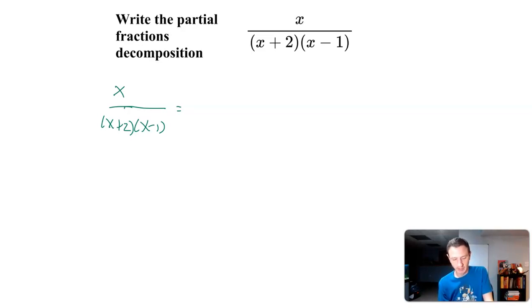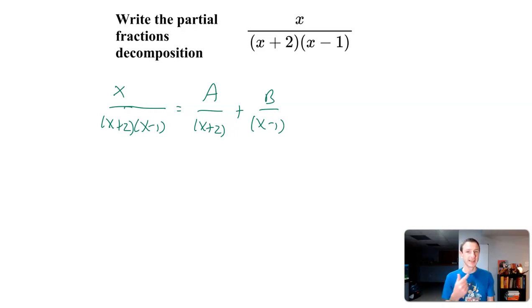So I'm going to say x over (x plus 2) times (x minus 1) is equal to A over x plus 2 plus B over x minus 1. And what we're trying to determine is that A and B.